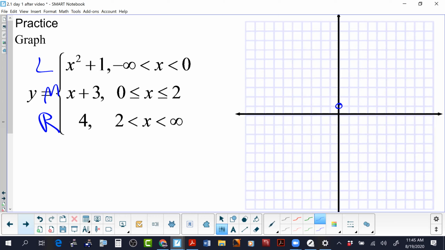Negative 1 is 2. Negative 2 is 1, 2, 3, 4, 5. Negative 3 is 10. So here's on the left side of our graph, the far left side, from negative infinity to 0.